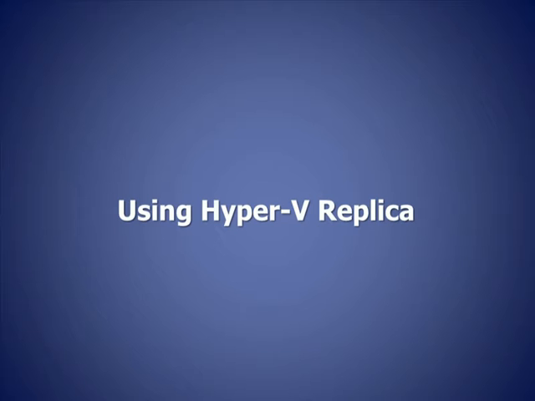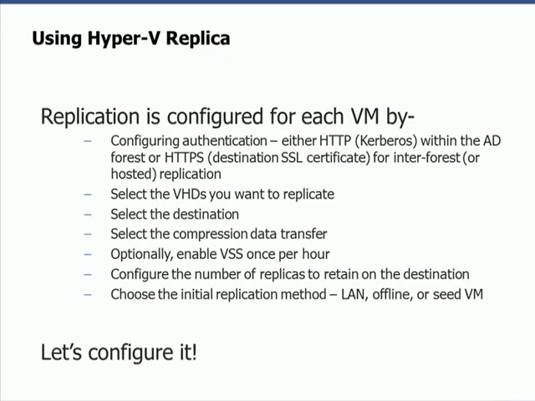So how do you use Hyper-V Replica? Well, let me show you. What you'll do is configure replication on each of the virtual machines. That means one at a time. You can't just say protect everything. You need to configure it per virtual machine. You'll have to configure authentication, either HTTP, Kerberos, within the Active Directory Forest, or HTTPS, which is destination SSL certificate based, for the interforest, or for hosted replication.